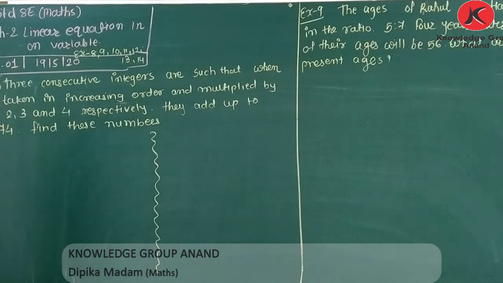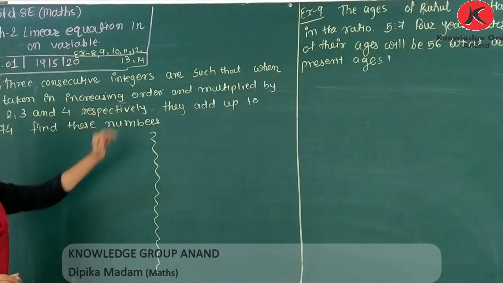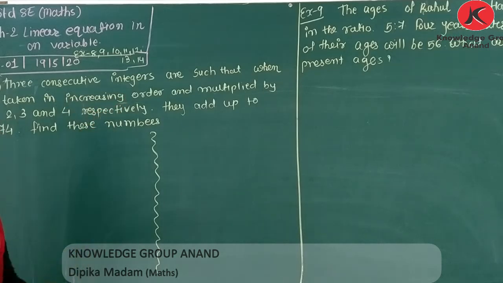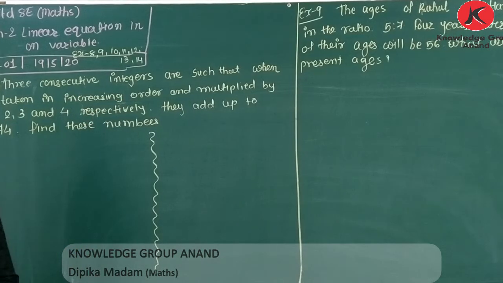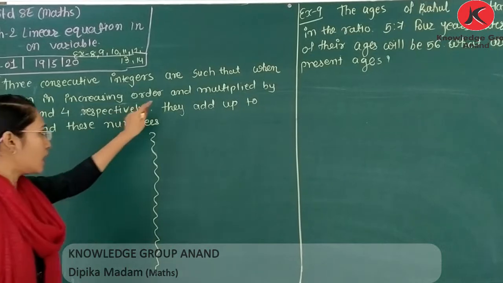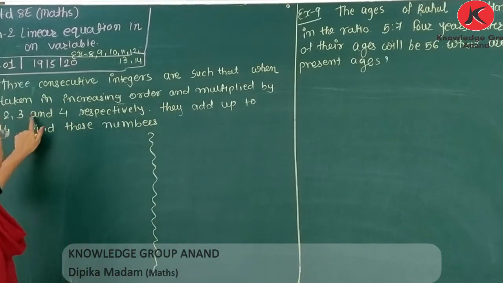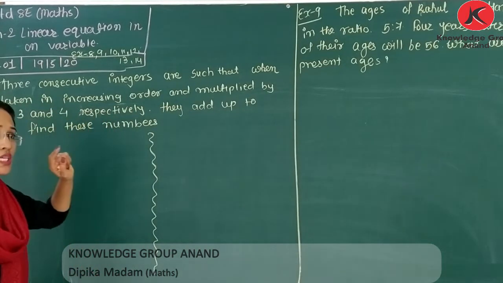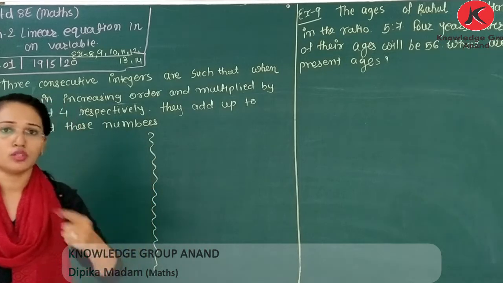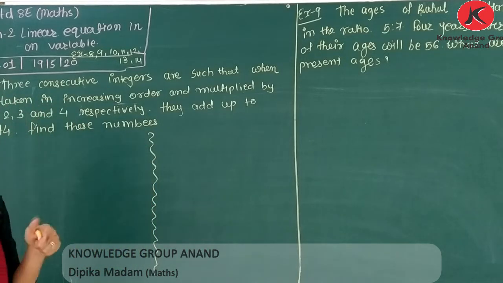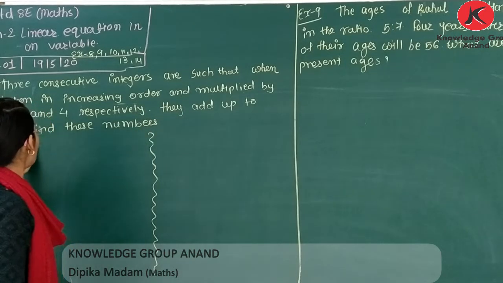Okay, we already explained what the consecutive number is. Taken in increasing order means after 51 it is 52 and 53. These are called increasing order and multiplied with 2, 3 and 4 respectively. Means the first number is multiplied with 2, the second number is multiplied with 3 and the third number is multiplied with 4. They add up to 74.